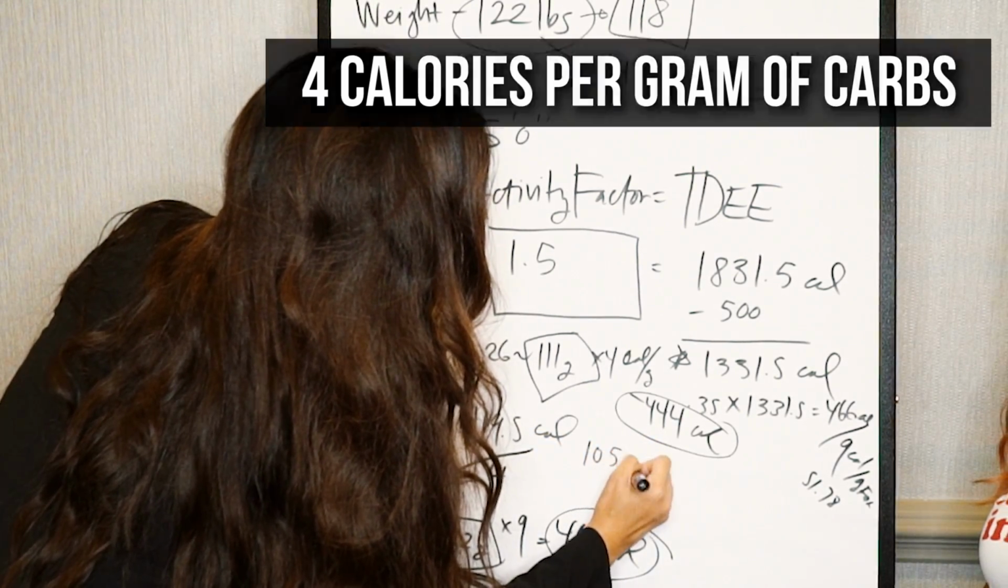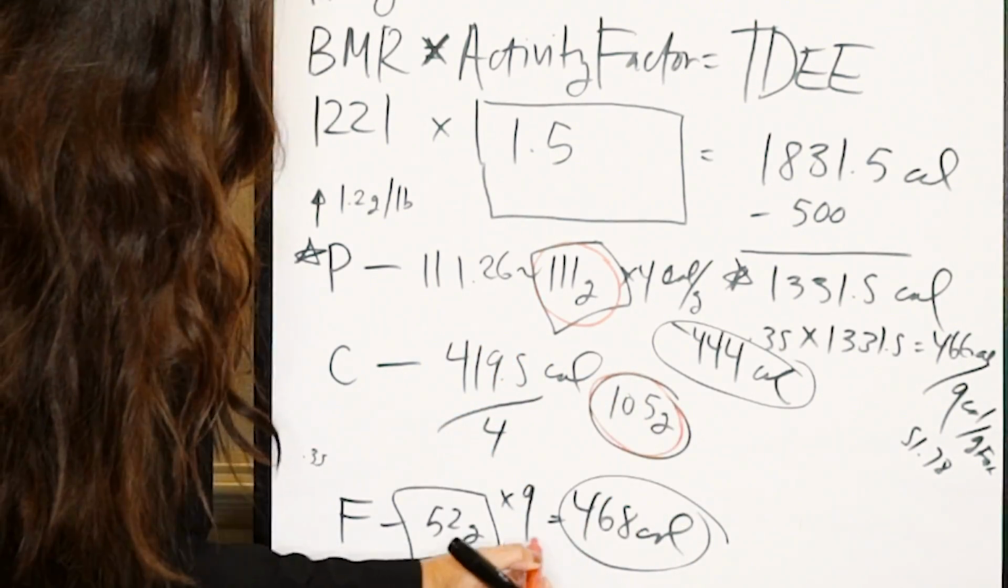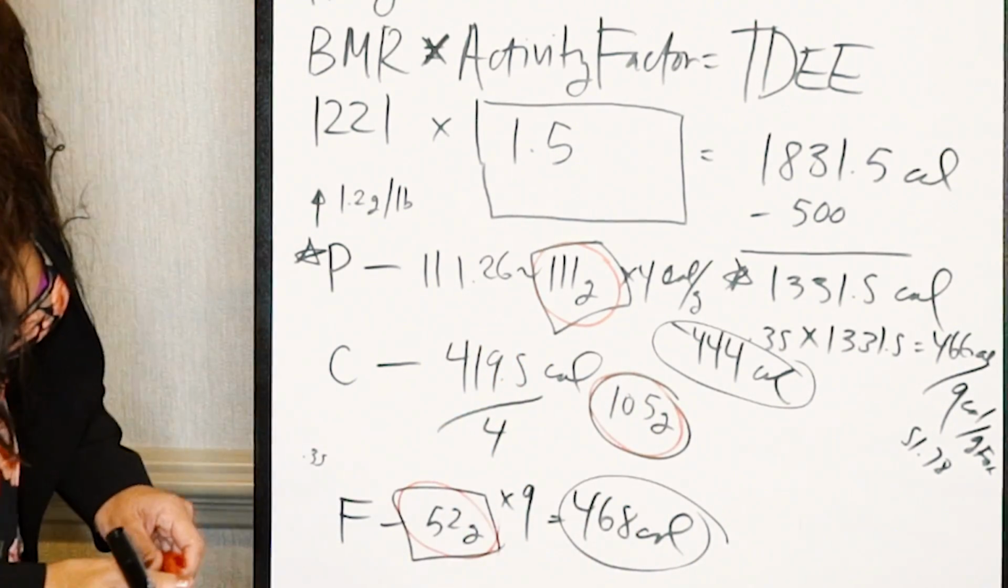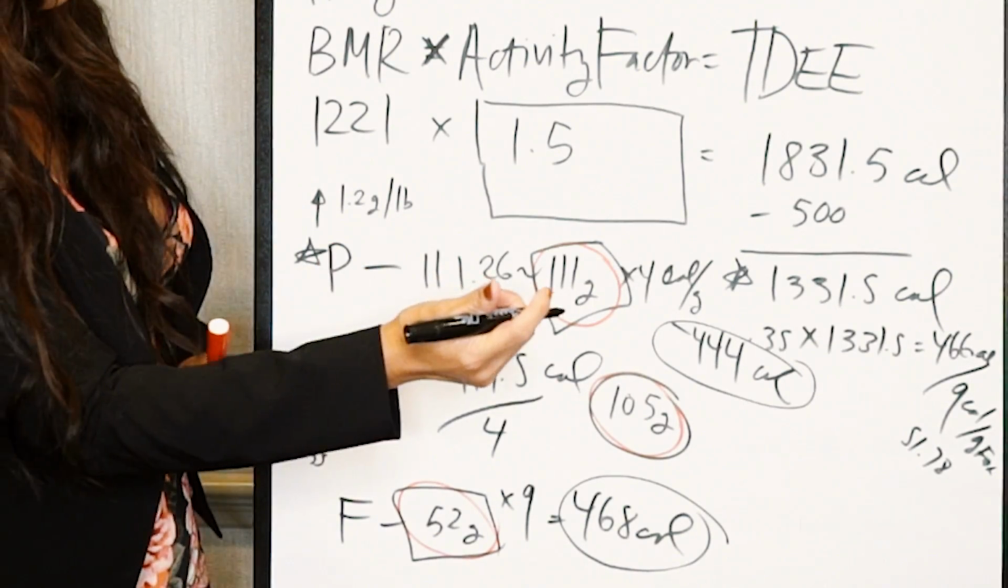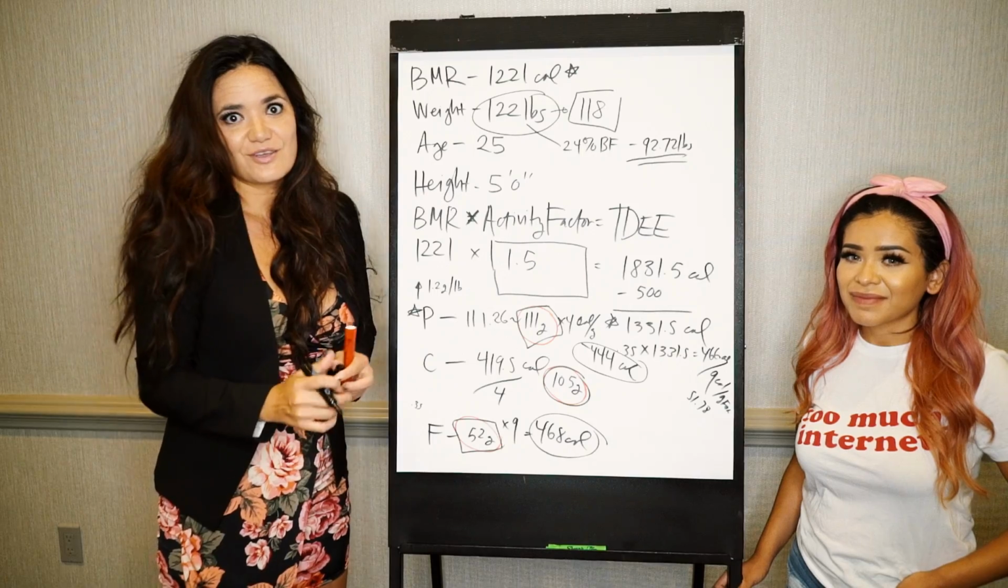I'm just gonna round that to 105. 111 grams of protein, 105 carb, and 52 fat. And that'll take you to your goal of 118 in about 4 weeks. Yeah, so that's how she would do it.